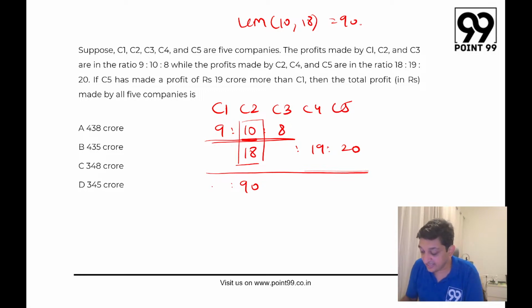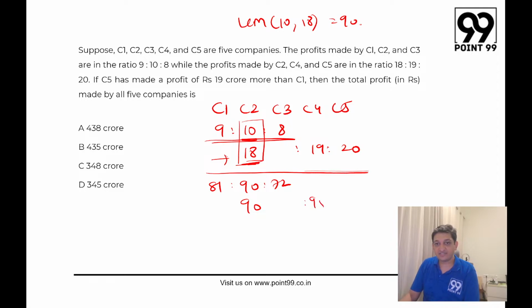So if 10 nines are 90, 9 nines are 81 and 8 nines are 72 is what we get. And in this context, if I want to make this 90, I'll have to multiply this by 5. So 18 fives are 90, 19 fives are 95 and 20 fives are 100. So now my ratio becomes 81 is to 90 is to 72 is to 95 is to 100. So this becomes a ratio where I can compare all 5 of them.